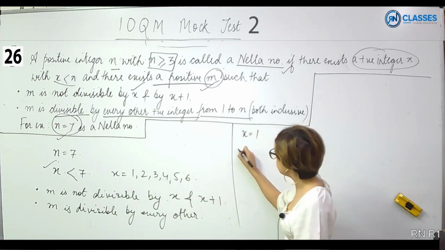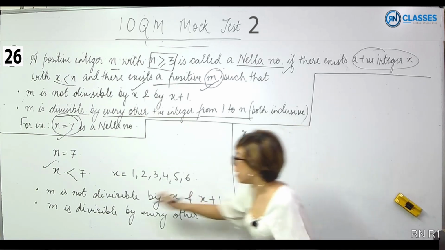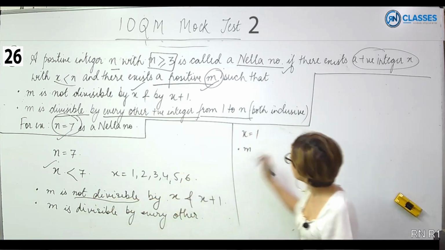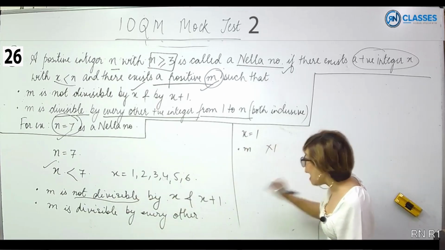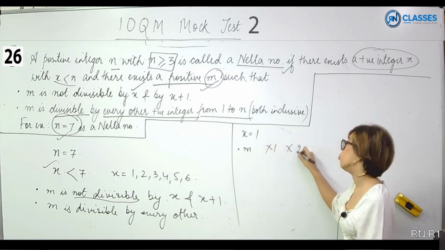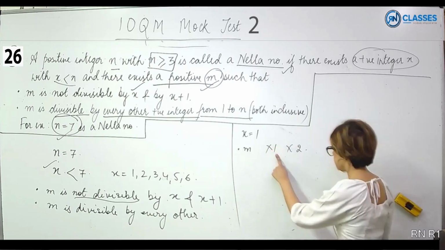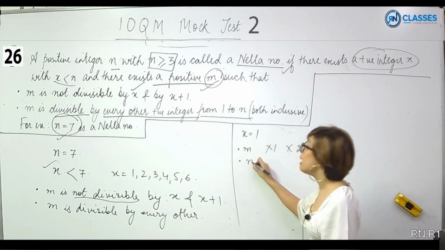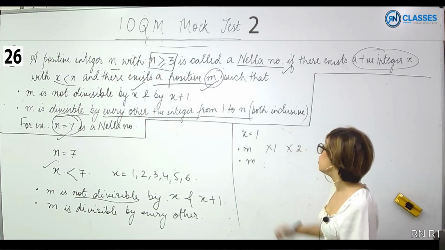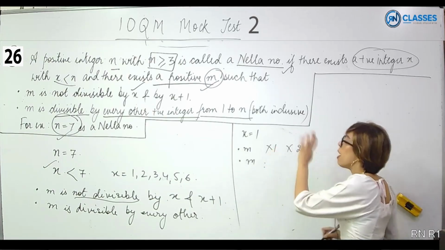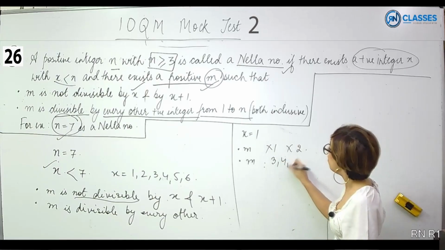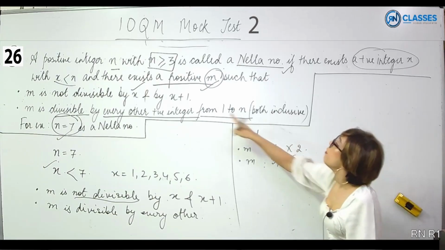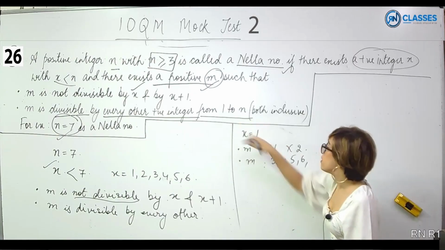Now, he says m should not be divisible by x, as in not divisible by 1, and x plus 1, not divisible by 2. Okay? Should not be divisible by 1, not divisible by 2. But m should be divisible by every other, that means, except for 1 and 2, every other: 3, 4, 5, 6, up to n. So 1 is obviously rejected here.